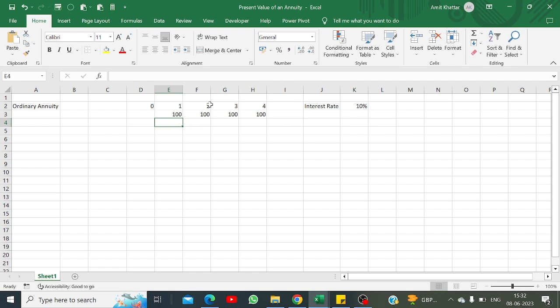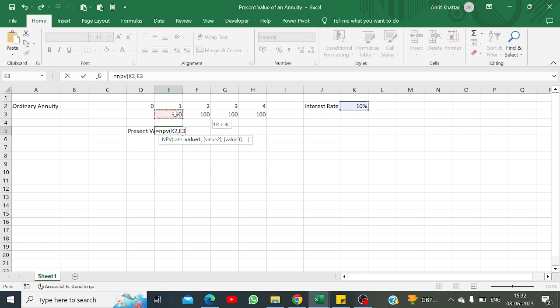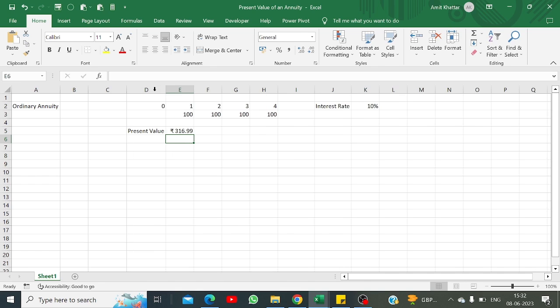So there are two methods by which the present value can be determined. The first method I'll just write out using the formula. Present value equal to NPV. 10% is the rate, and these are the cash flows. Right? There's another method by which I can determine the present value.